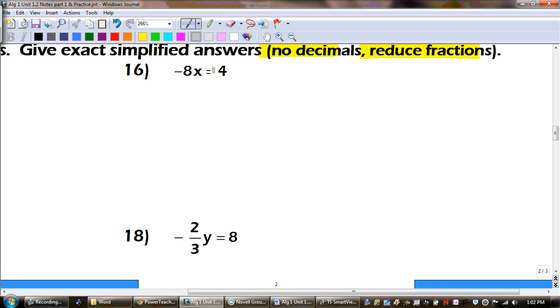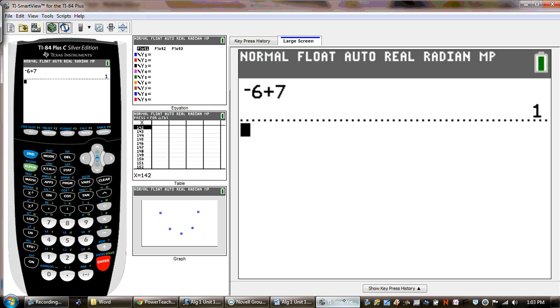Number 16. Where's the x? Well, what's going on to that x right now? Well, that -8 is multiplying. And to get rid of multiplication, we have to divide. We're going to divide, so those cancel out. And we get x equals, well, let's just do it in our calculator, right? 4 divided by -8.